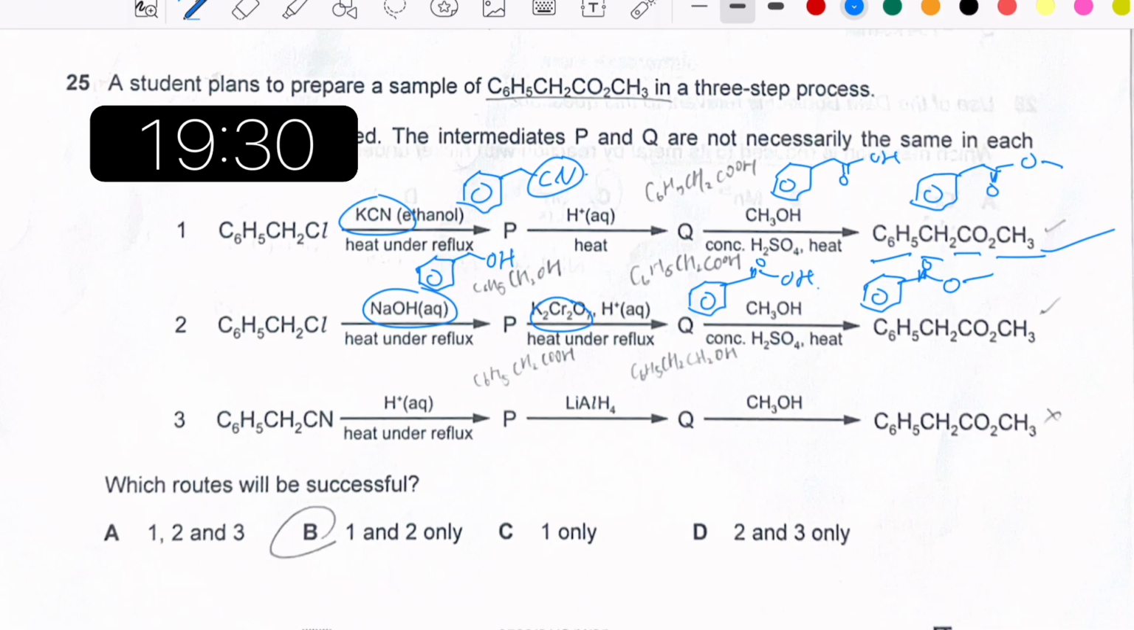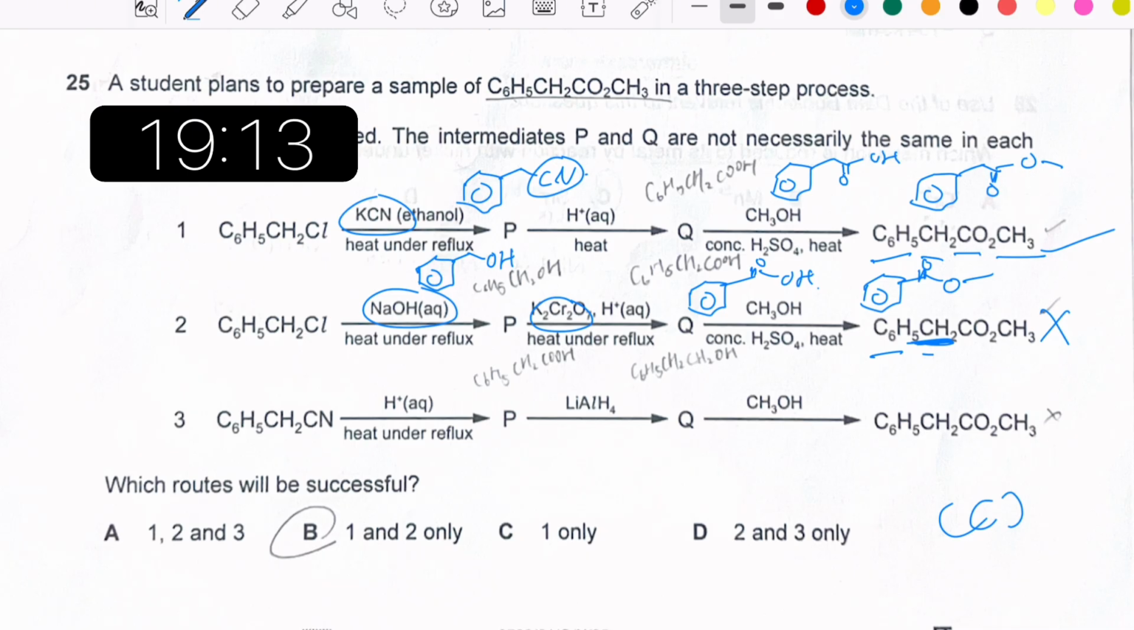And is this C6H5? No, this extra carbon doesn't exist. Am I tripping? Yeah, this is wrong. If 2 is wrong and 1 is correct, I'll definitely pick C over here. I don't even look at 3. Let's look at 3.